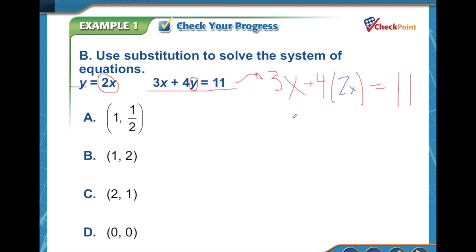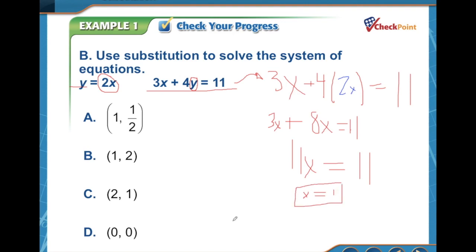Now from here, it's our ability to solve multi-step equations, just like we did in first semester. So all the things we talked about in the past are going to be coming full circle here as we work through all this content. So here we get 3x plus 4 times 2 is 8, equal to 11. 3x plus 8x is 11x. And if 11 times some number equals 11, what's that some number going to be? Well, it must be 1. So x here is 1. Good. Now we're halfway done.